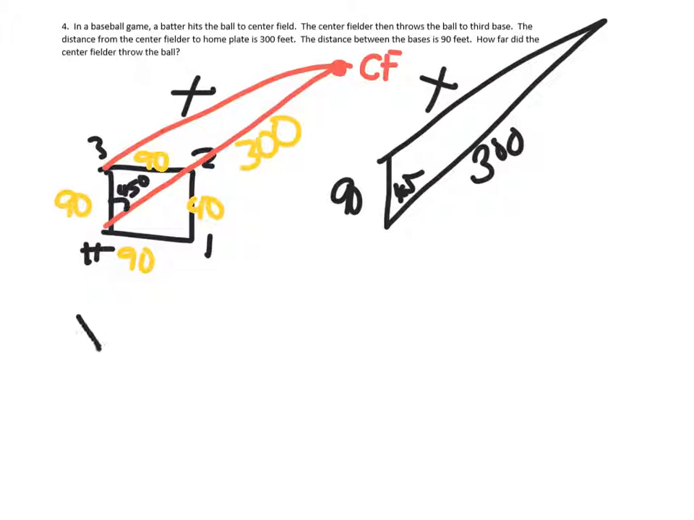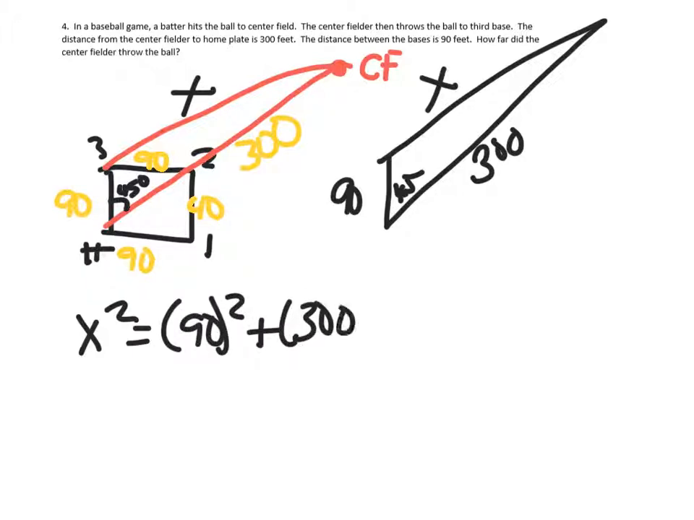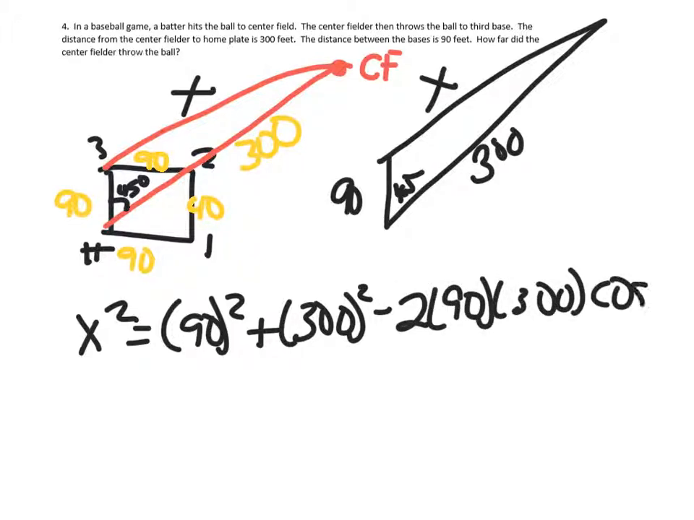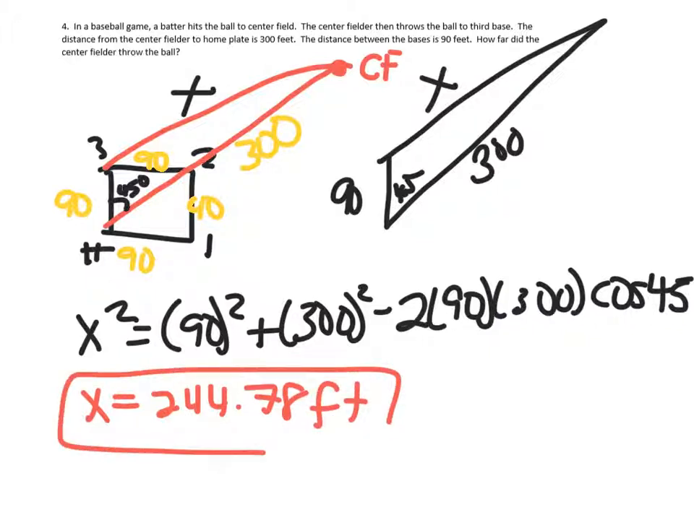So this is going to be x squared equals my two sides, my 90 squared plus my 300 squared minus my 2 times my 90 times my 300 times my cosine of 45, using my law of cosines. And when you add all that up and take a square root, you're going to get that your x is 244.78 feet for that length.